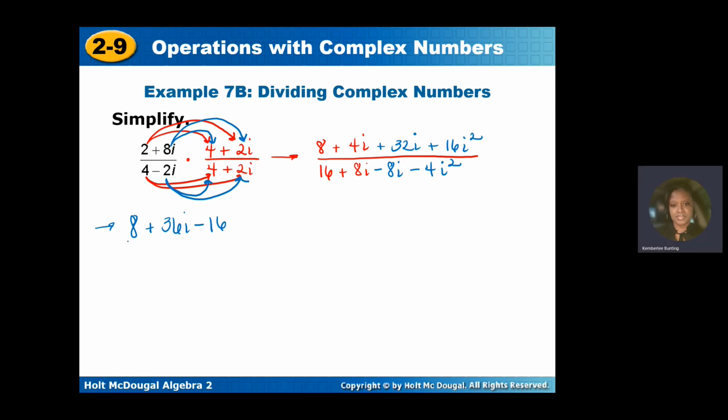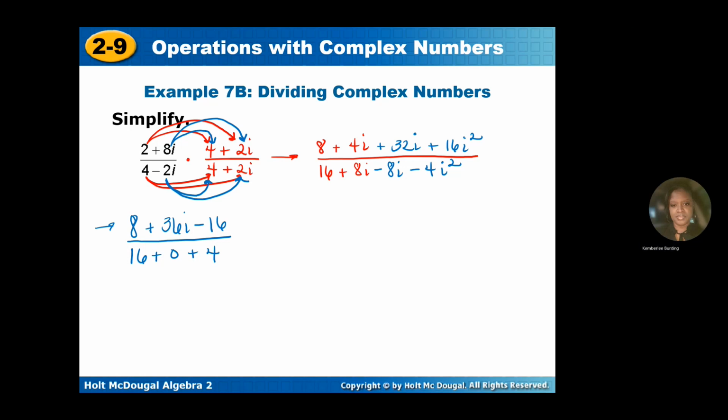And then down bottom, what's going on? Well, 8i minus 8i is going to become what? 0. All right, so let me write the 16. Nothing's happening with that yet. 8i minus 8i is 0. Do I have to write plus 0? I'll write it, but you don't have to. Just being thorough. And this negative 4i squared is going to become plus 4, yes?